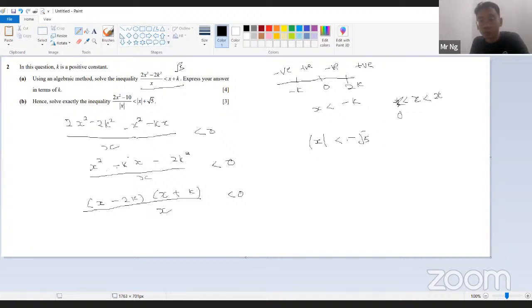And after that, this is where your foundation is very important. When this thing is like this, what are some of the x that can give you this? Nothing, because it will always be positive. So here is no solution. Whereas for here, it is between minus 2 square root 5 and 2 square root 5, except that your x cannot be 0. How do I do this so fast? Very simple.